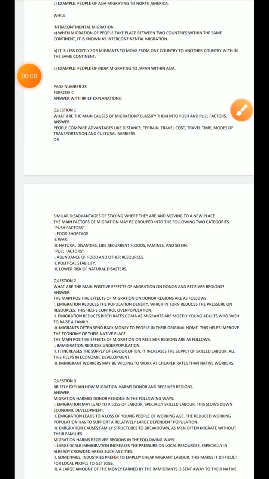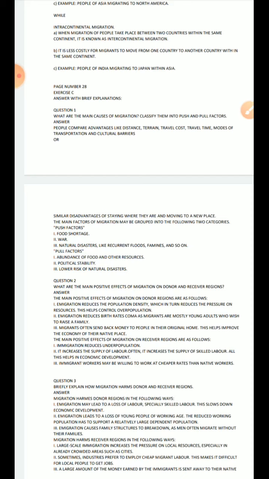Our next exercise is exercise C, which is asking to answer with brief explanation. Here question number 1 is asking: what are the main causes of migration? Classify them into push and pull factors. Answer is people compare advantages like disadvantages, terrain, travel cost, travel time, modes of transportation and cultural barriers.